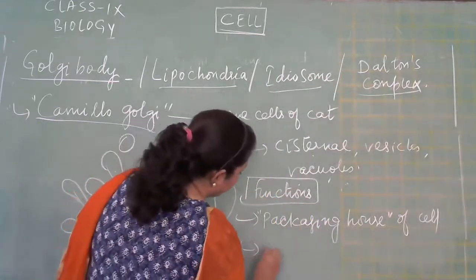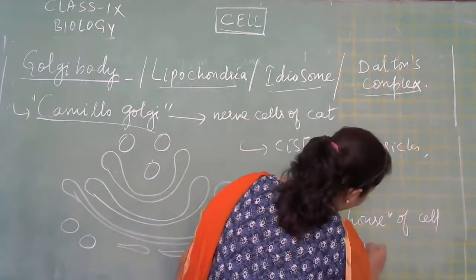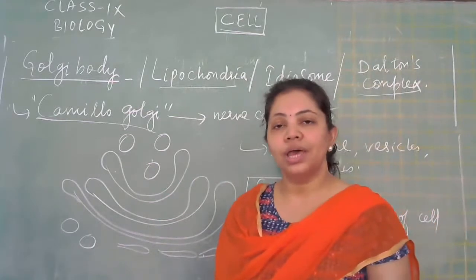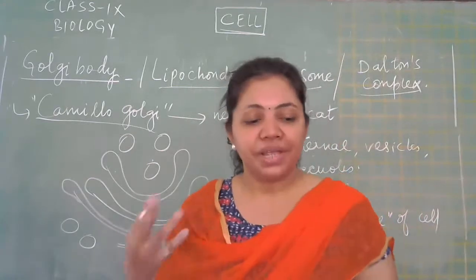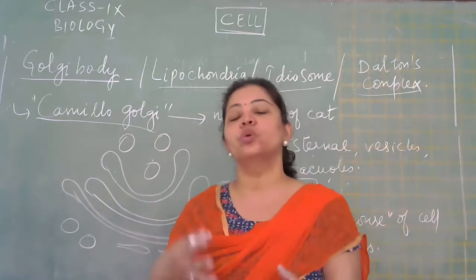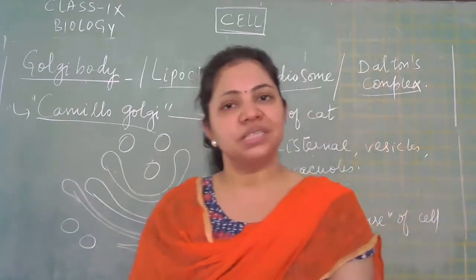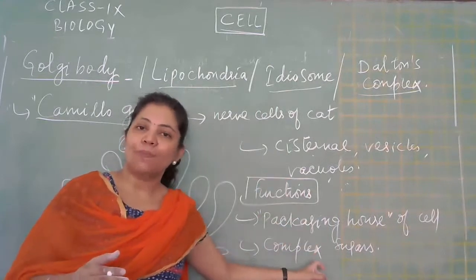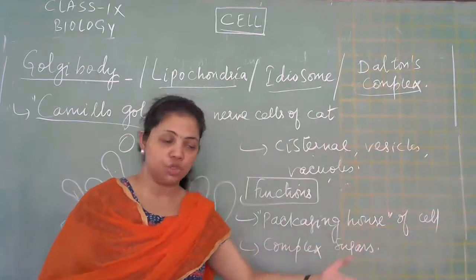Another one is that it helps in the synthesis of complex sugars. Yes, complex sugars, which we commonly call polysaccharides, right? So various kinds of polysaccharides are synthesized from different kinds of sugars like monosaccharides, disaccharides. So many simple sugars combine to form complex sugars, and that synthesis also happens to some extent inside the Golgi complex, right? So we say synthesis of complex sugars from the simple sugars.